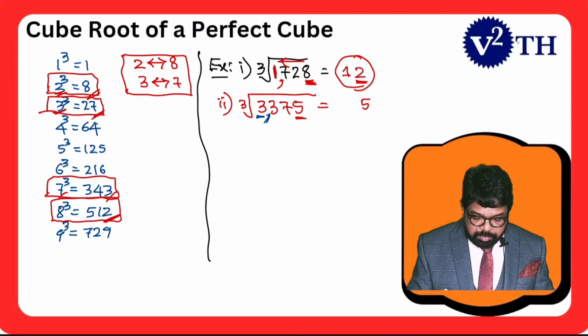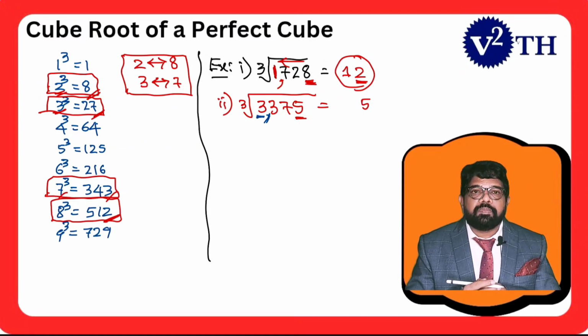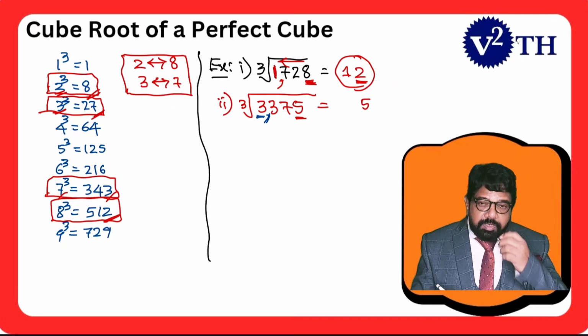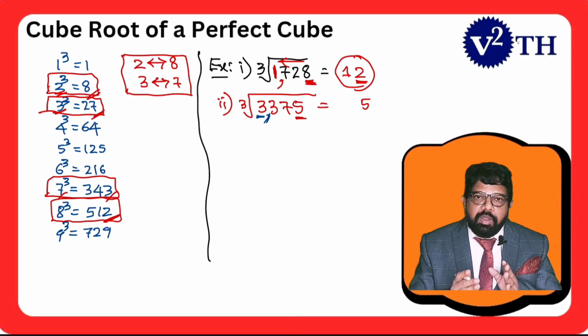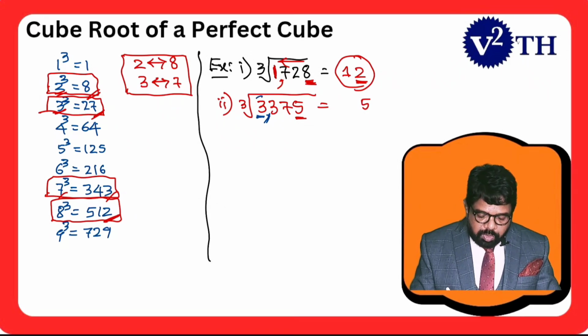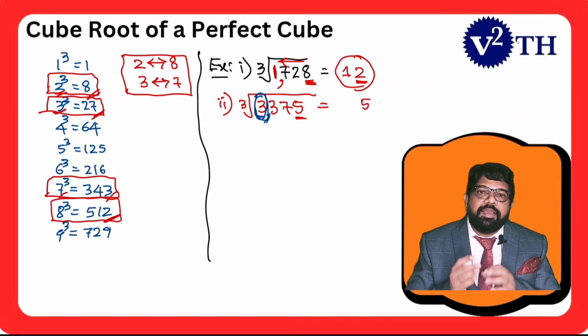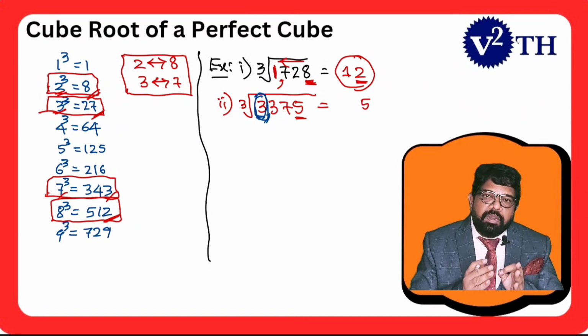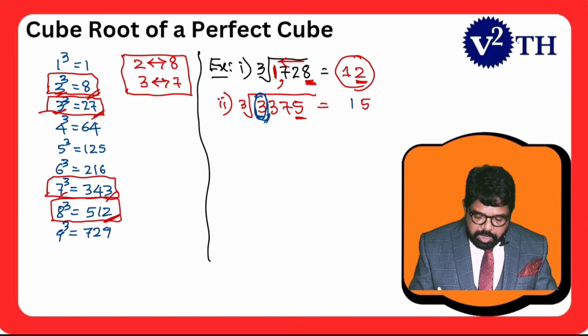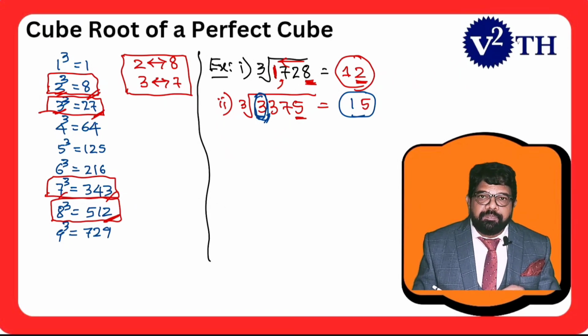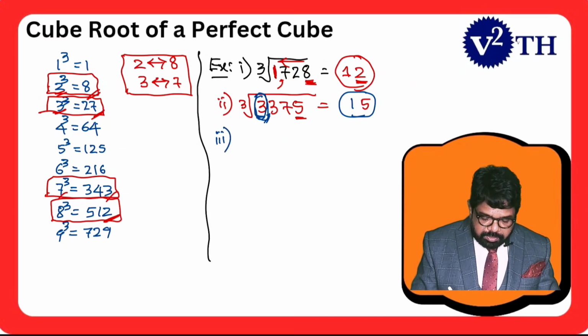Now calculate the cube root of 3. What is the cube root of 3? It lies between 1 and 2. 1 cube is 1, 2 cube is 8. Greater than 1, less than 8. So the smaller value 1 you have to take. So the answer is 15.